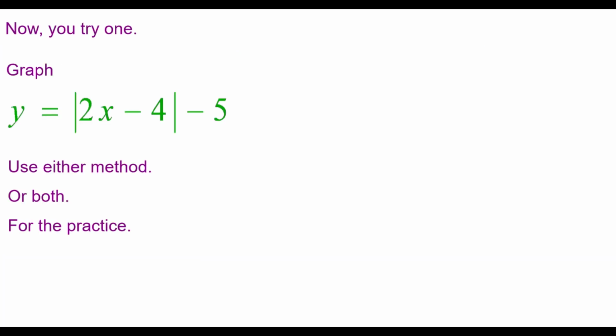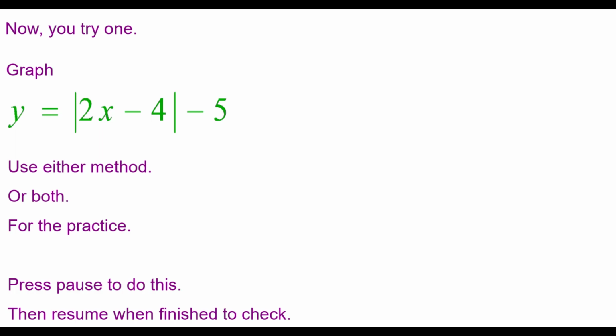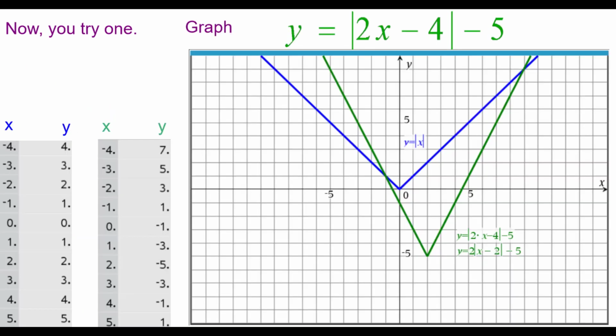Now you try one. Graph y equals the absolute value of the quantity 2x minus 4 minus 5, and use either method or both for the practice. Press pause to do this and resume when you're finished to check your answer. And here's your answer in green. We have both the parent function and the green function table here to help you check your answers.